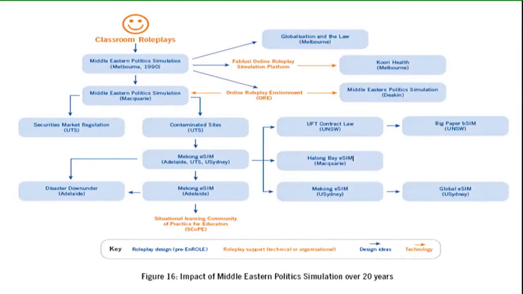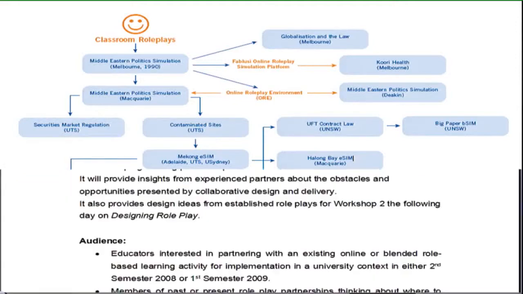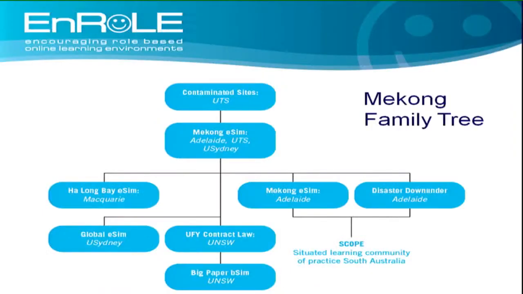So what we did as part of Project EnROLE was try to map generations of use. I called it generations of use. So we end up having kind of, let's go to this one, family trees. And so Mekong, once it started, actually spawned some other things. So Mekong eSIM became Halong Bay eSIM, and also Disaster Down Under, and Global eSIM, and Big Paper BSIM. So there's a whole spawning that you can see of people taking up teaching ideas. So it does happen, but only because I think we fostered the family.